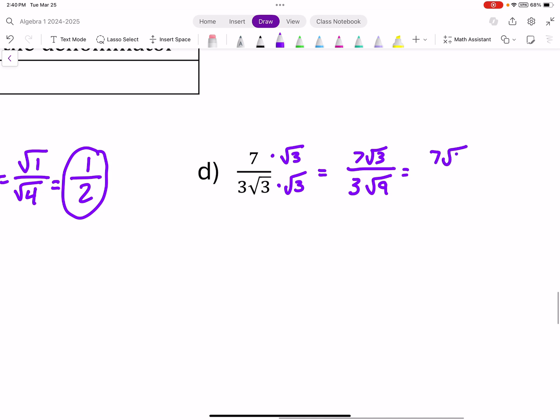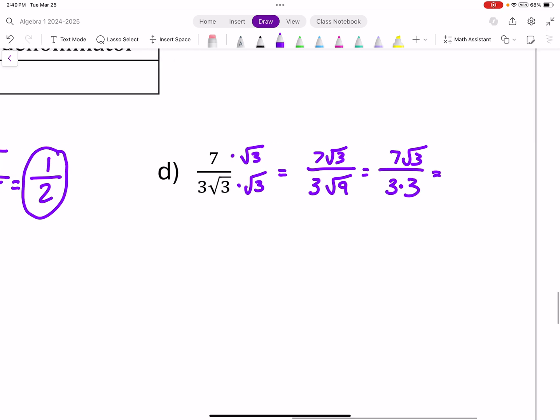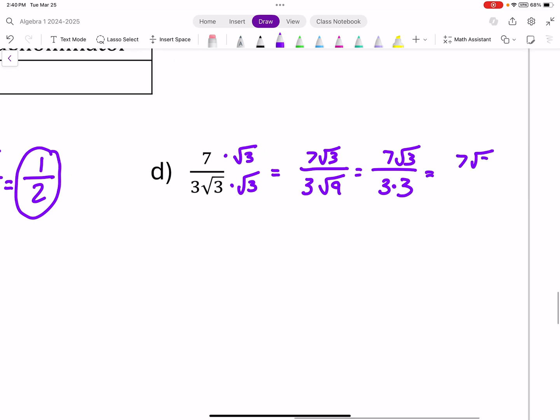So we're going to keep the top. Radical 9 is just 3, so on the bottom I would have 3 times 3. So I would get a final answer of 7 radical 3 over 3 times 3 is 9. So that would be my final answer.